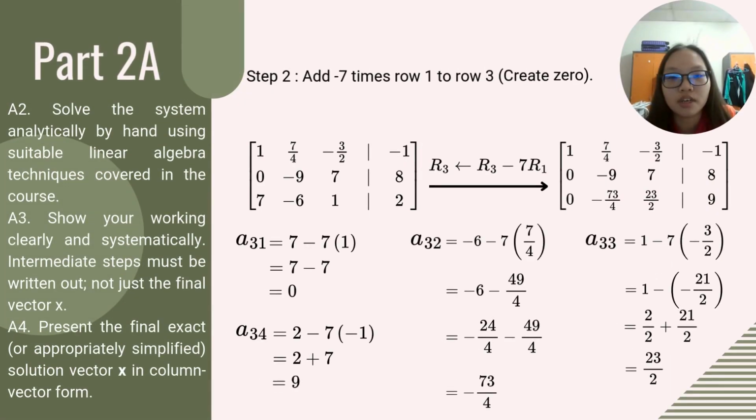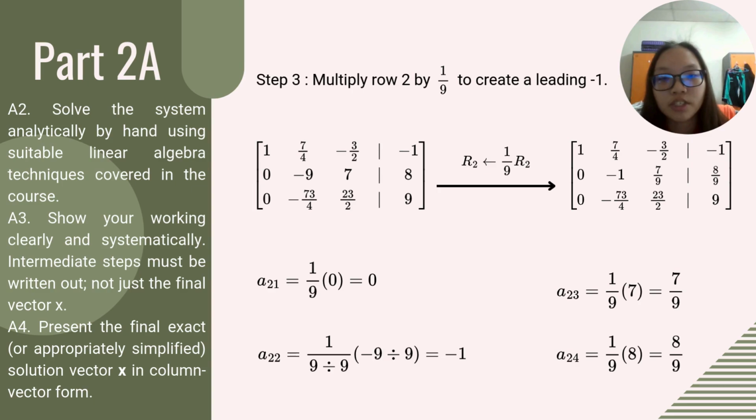After creating the leading one, next we need to create the 0. So we change row 3 by row 3 minus 7 times row 1. The left side is the answer before changing row 3, and the right side is the answer after. The one below shows the steps for changing the row 3 elements.